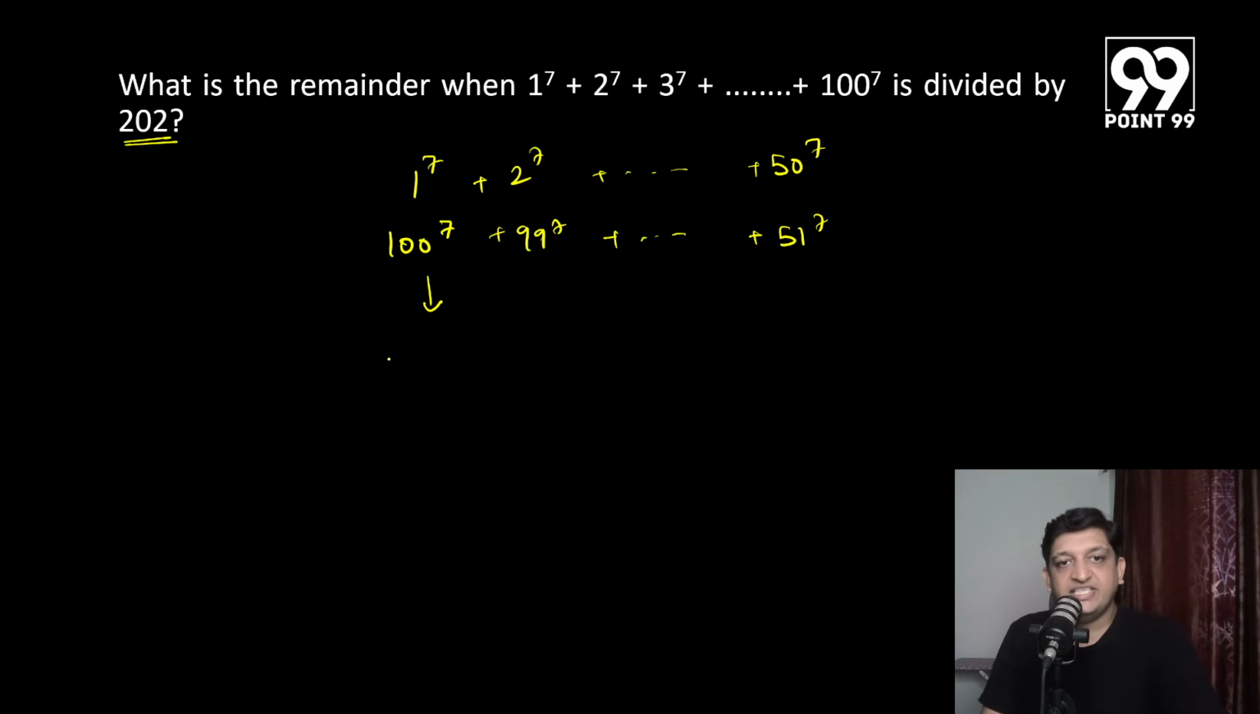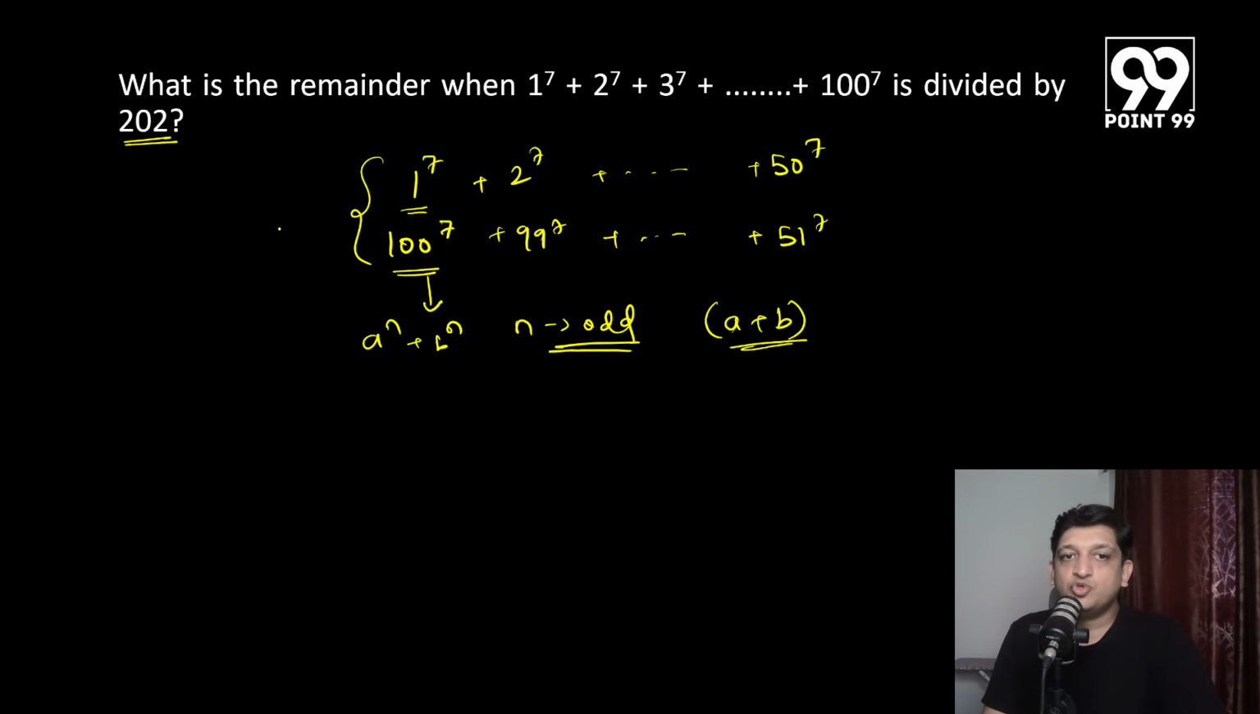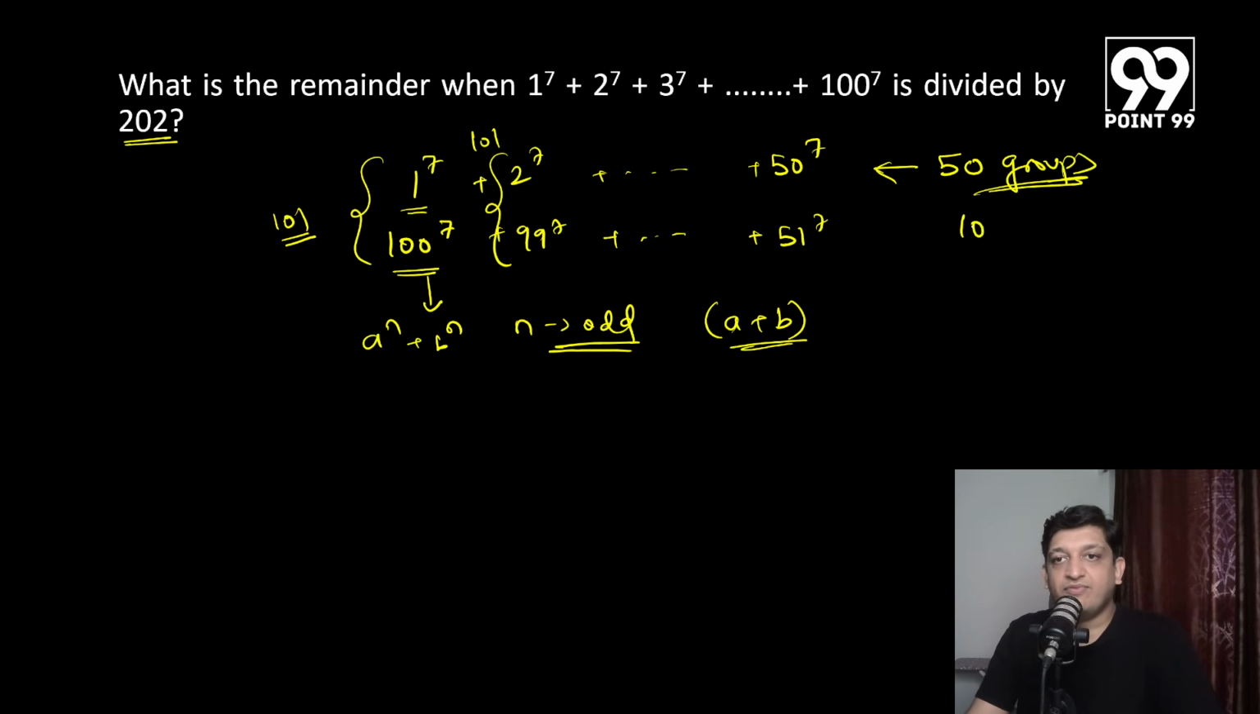Now if you combine these two, we can say that it is a raised to n plus b raised to n, where n is odd. In this case, what will happen? It will be divisible by a plus b always, which means this group will be divisible by 101, this group will be divisible by 101, and so on. How many such groups will we have? We will have 50 groups that are going to be 101 multiplied by something. Alright, that is the first thing.